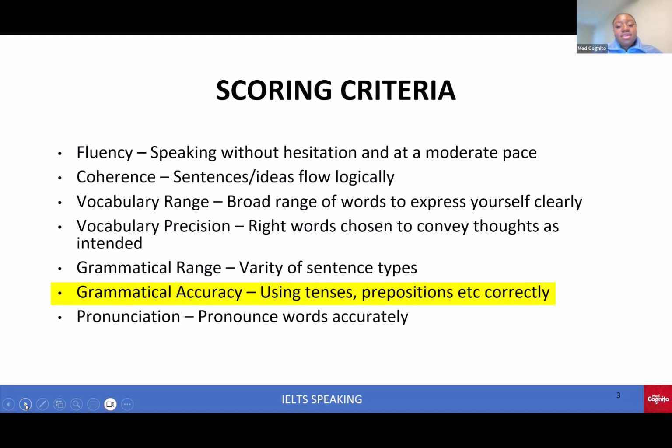Grammatical accuracy, so using different tenses, prepositions, and also using them correctly when you do use them. And the next is pronunciation, so pronouncing the words that you're using accurately. All of these different scoring criteria take time and they take practice. And they're usually not things that you'll get right away. But with some of the techniques that I'll share today in this webinar, you can expect that you'll receive flying colors on the speaking portion of the IELTS exam.